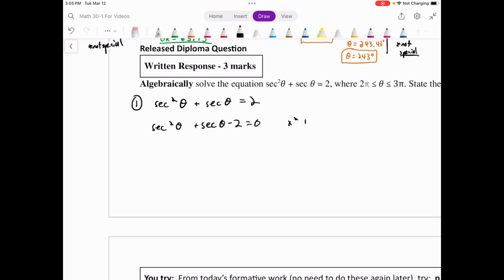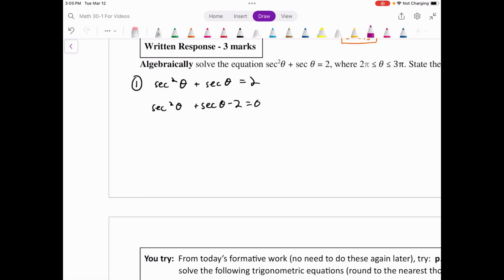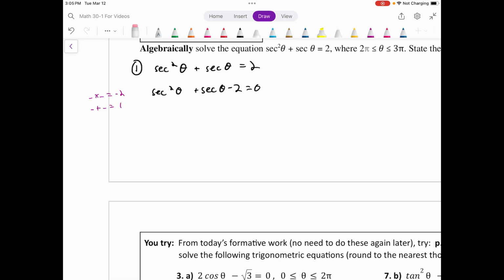So now we factor this, and again, do you see how this is really the same thing as x squared plus x minus 2 equals 0 if we replaced x with secant theta? Since x just stands in for an unknown number, secant theta is a number, it's just some ratio we don't know yet, right? We can factor it and solve the exact same way. So we need to ask ourselves what two numbers would multiply to -2 and would add to +1. So multiply to -2, add to +1. Well, how about 2 and -1? Right? Those would do it.